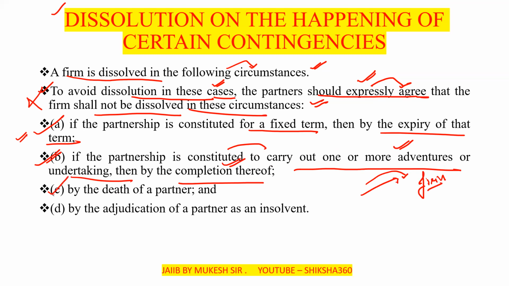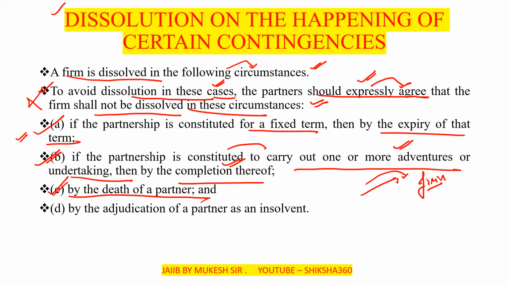Next one, the third, is by the death of a partner. If any partner expires during that period, they can even then continue the firm. What the terms and conditions behind that are is a different thing, but they will continue.